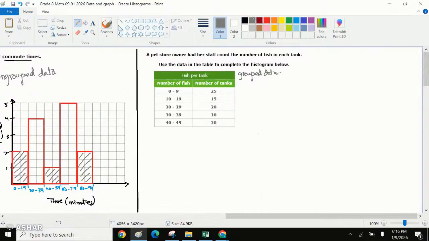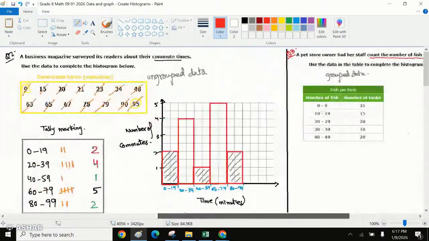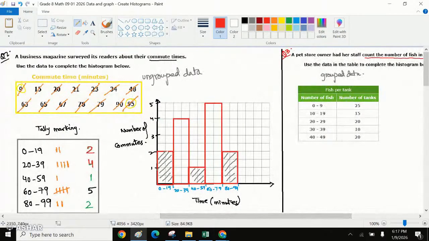Okay, so for question number 3, it says a pet store owner had a staff count the number of fishes in each tank. So what they have done for us is they have simplified the problem, like they have made the grid already for us, right? This is the information that we were trying to find through the tally markings. They have already done that part for us. Okay, so our calculations would be simpler.